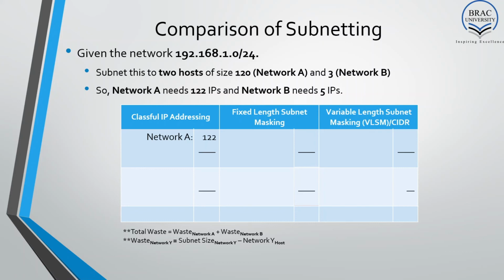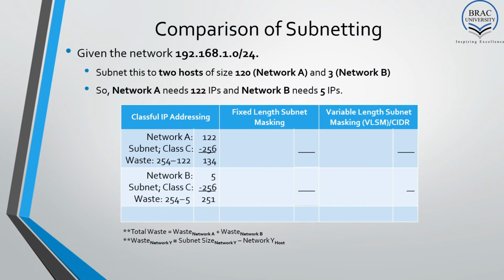Now, as I said, in classful IP addressing, the smallest we can have is 256, right? So we bought this block of 256 and we need 122. So here we have a total waste of 134. Now network B, 5 hosts, and the smallest in classful IP addressing is class C, which is 256, and here we have a total waste of 251. So if I were to subnet using classful IP addressing and assign IP addresses to these two networks, we would have a waste of 385 IP addresses.